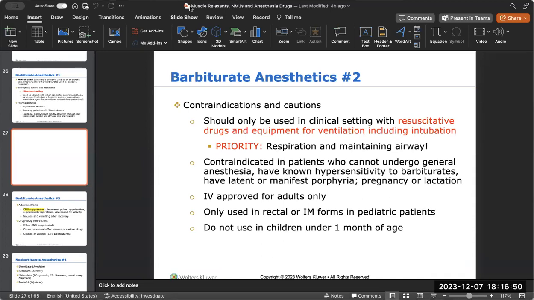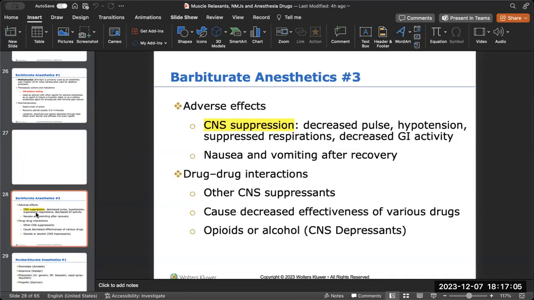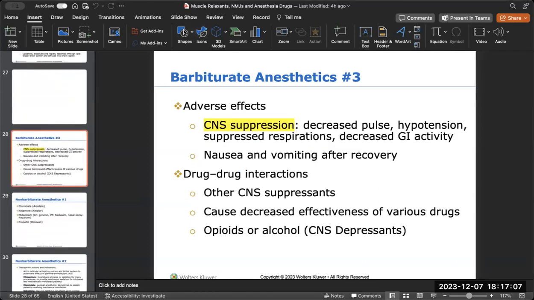Next thing is that we can't give this to a patient who has a hypersensitivity or an allergy to barbiturates, or who is pregnant or lactating. Those are some of the things that I want to point out. But remember, priority, resuscitative equipment and ventilation at the bedside, because of this adverse effect of potential CNS depression, and it might do it too well and suppress respirations.